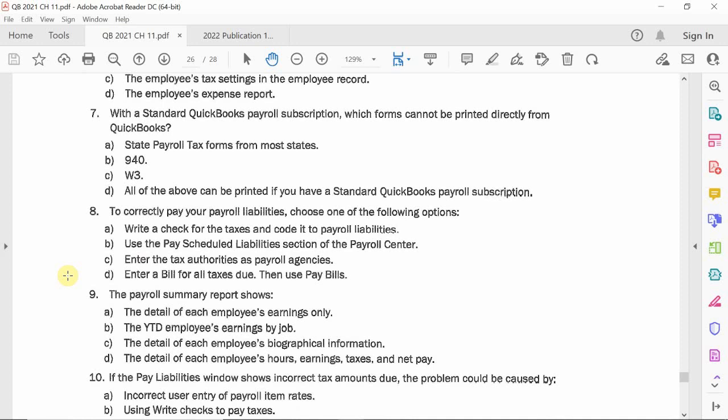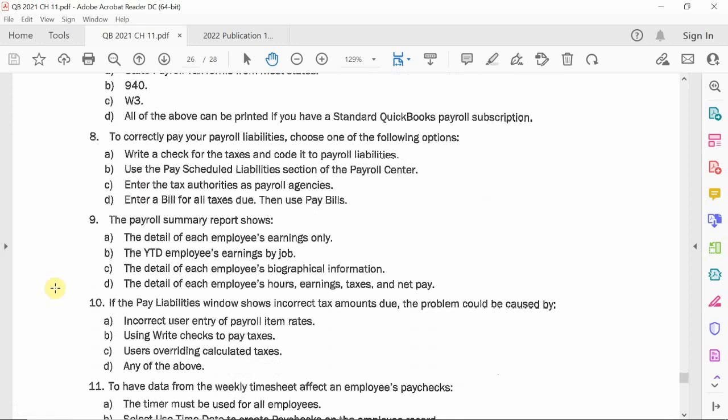B. In this case, yes, B is correct. Use the pay schedule liability section of the payroll center. Yes, to properly pay your liabilities. Okay. Again, never use write checks.